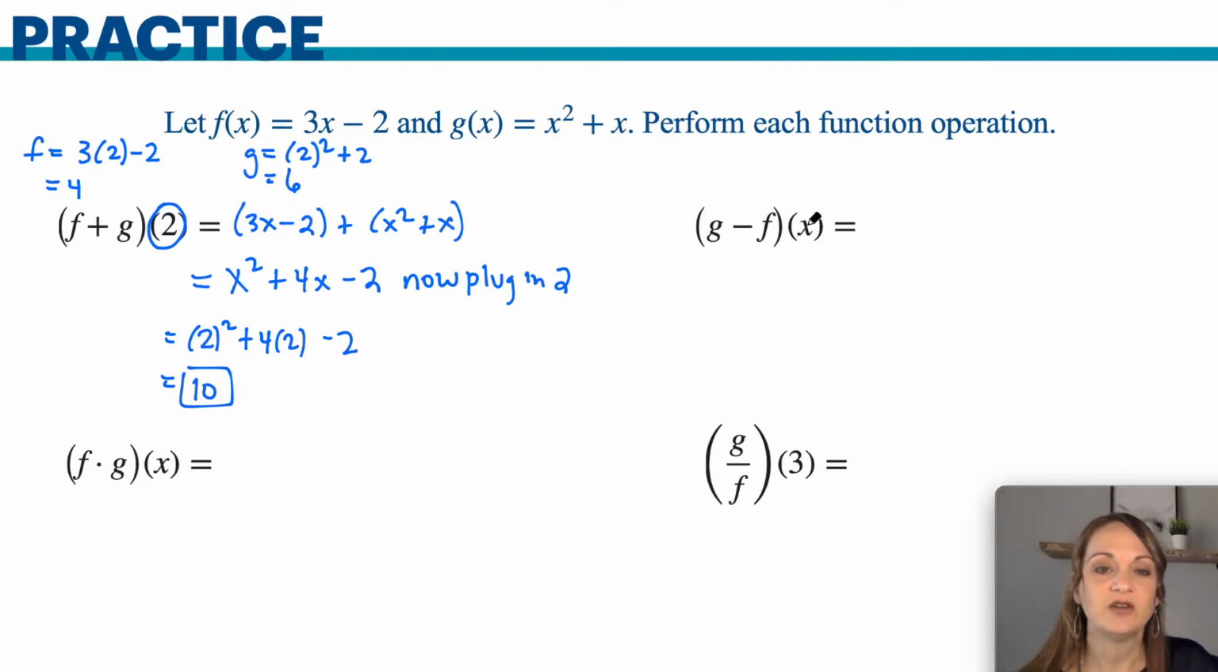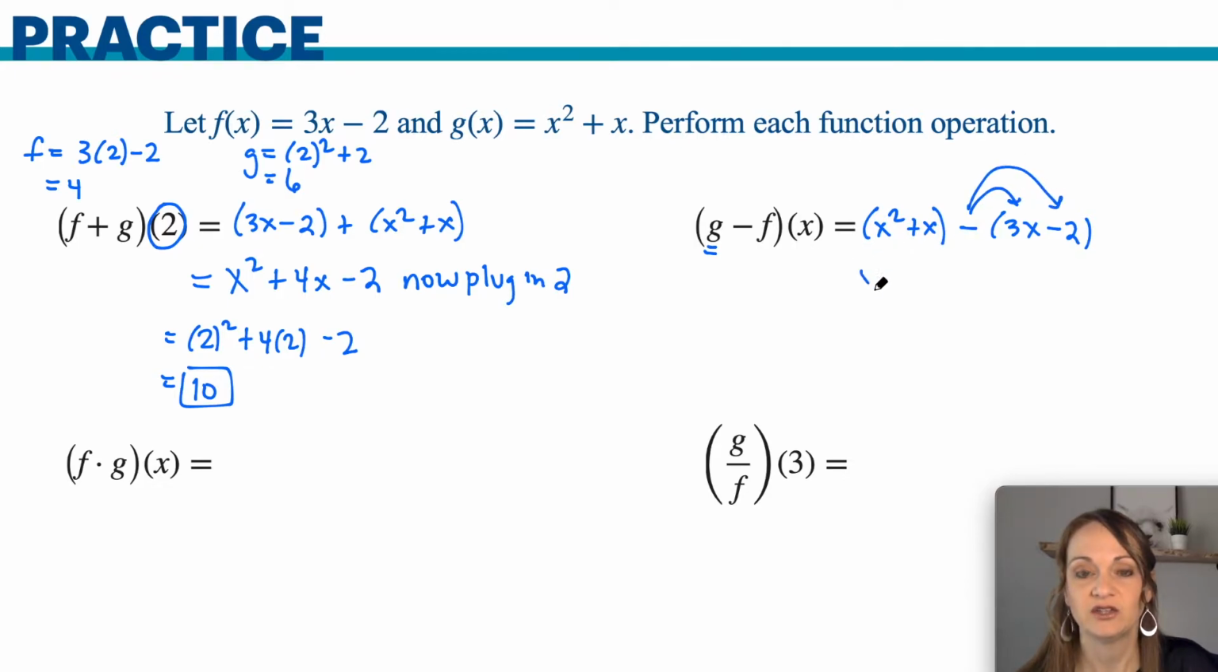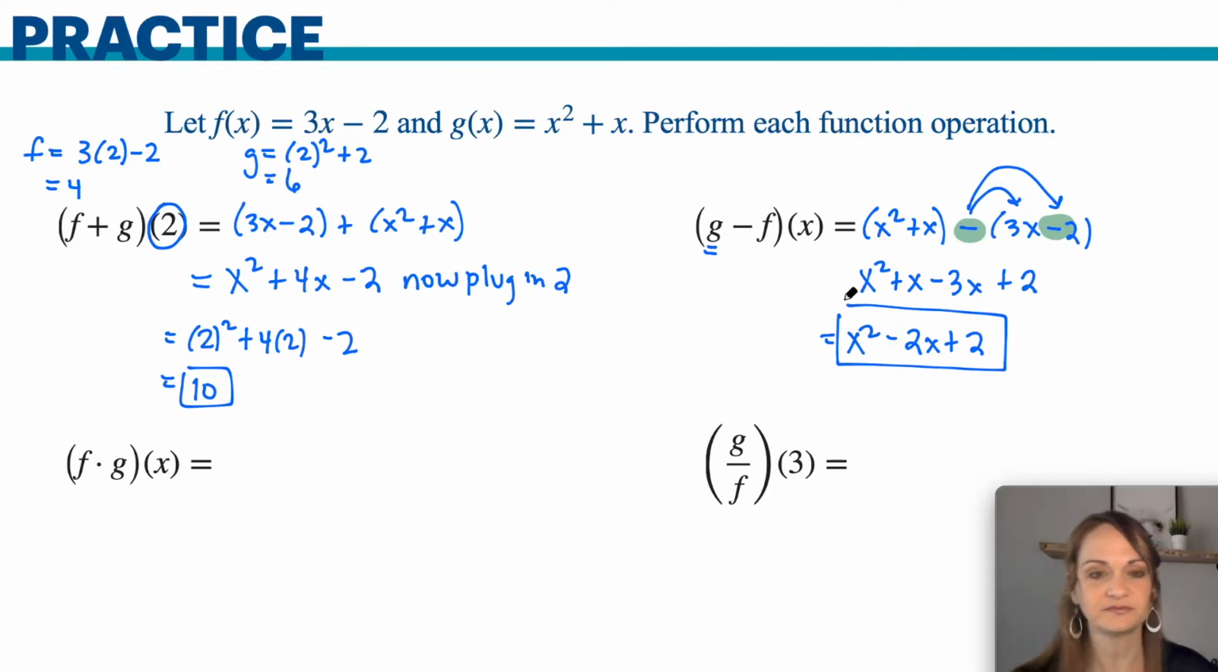Now, in this case, they do not want you to plug in a number to find an actual answer. They want to keep the variable. And be careful, they want the g to go first. So you have to make sure that the g is put first, and then you subtract the f. When you do that, you need to distribute this minus. So I'll get x squared plus x minus 3x, and then a plus 2. Again, you need to be careful: this minus and this minus turn into a plus. So you have x squared, x minus 3x gives you a negative 2x, and then plus 2, and that is your final answer for that function operation.